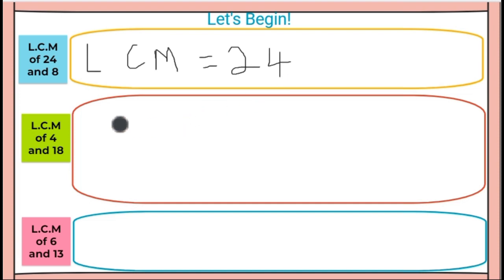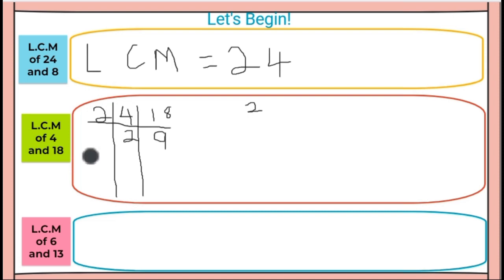Now let's do that. So draw lines. Remember, we are dividing using prime numbers. We have our 4 and we have 18. So what's our first prime number? Our first prime number is 2. So can 2 divide either of the numbers? Yes. So we use our 2. 4 divided by 2, we have 2. 18 divided by 2, we have 9.